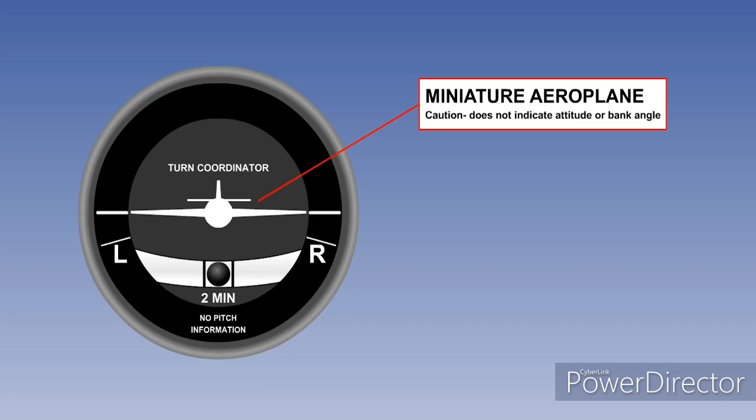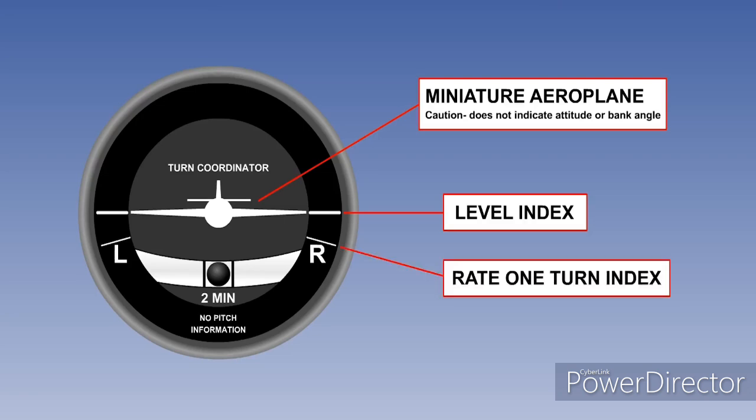The miniature aeroplane indicates rate and direction of turn, but not angle of bank. The level index shows when the aircraft is not turning, but not necessarily when the wings are level. When the miniature aeroplane's wingtip is against either of the rate 1 indices, the aircraft is turning at rate 1, or 3 degrees a second. A reminder of rate 1 is below the ball, 2 min referring to the fact that a full 360-degree turn at rate 1 takes 2 minutes.